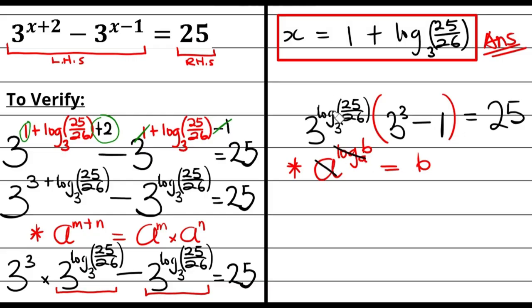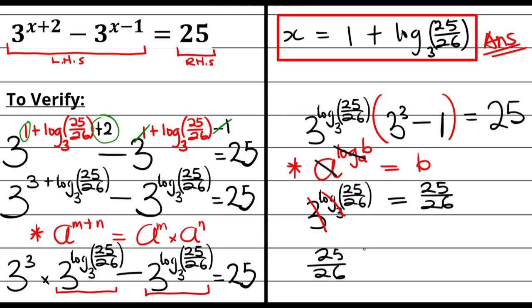Therefore, if we apply the same thing to what we have here, 3 raised to the power of log 25 over 26 to base 3, what are we going to have? Of course, the 3 and the log disappear. Then we have 25 over 26 here, as it is written. Then brackets open, then 3 raised to the power of 3. That's going to be 27. Minus 1 is still there, bracket close. Then is this going to equal 25?